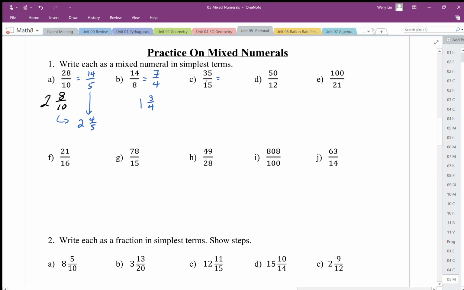This one has a common factor of 5, so we should divide that in. Sorry, we should simplify that. And then we can divide 3 into 7. Okay, 3 fits into 7 2 times, and then we're going to have the extra 1/3 left over. So we have 2 plus 1/3.